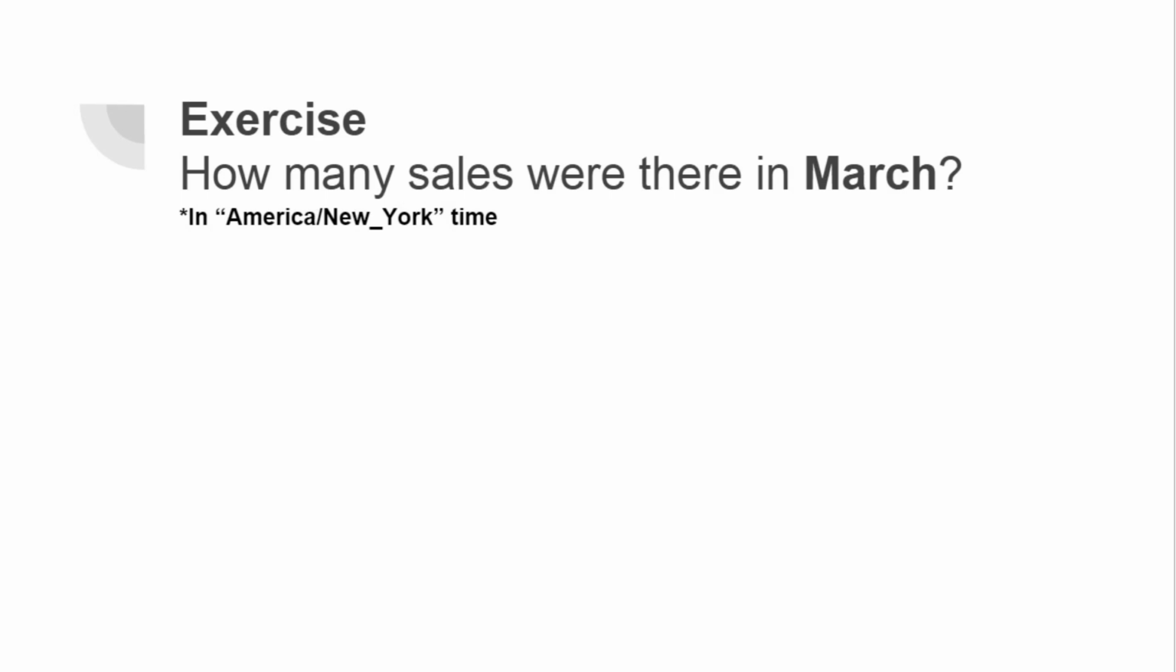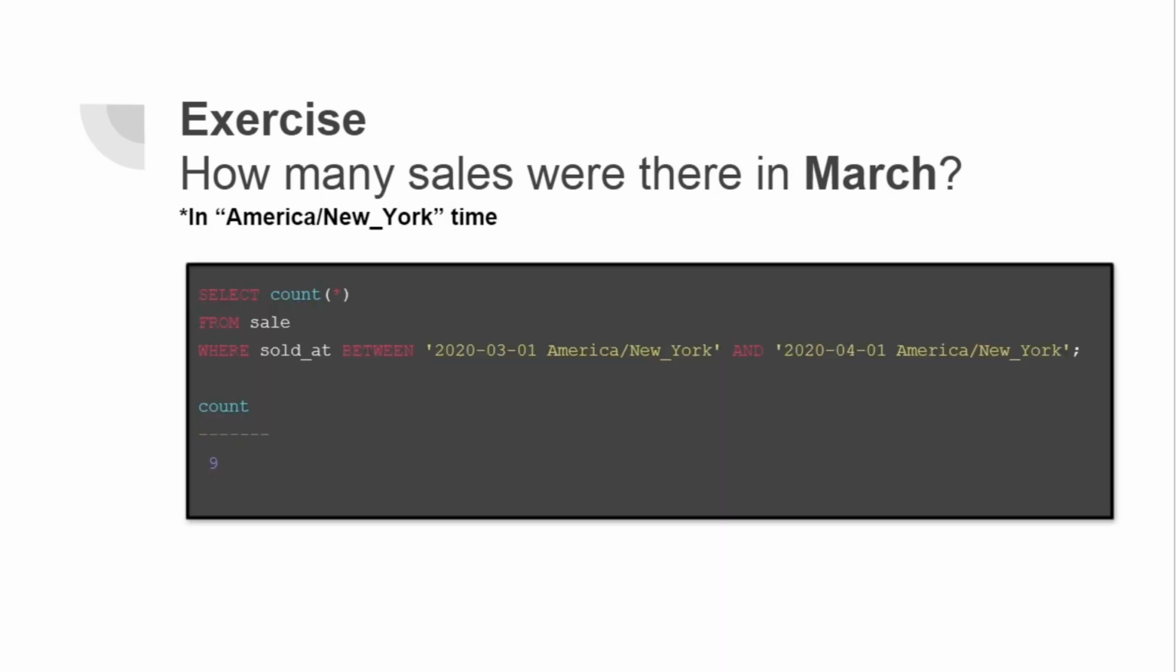Okay, so how many sales were there in March? You might have written something like this: count from sale where the date is between the 1st of March and the 1st of April. You're now aware of the fact that you need to explicitly set the time zone, so you were responsible enough to set the time zone for each of the dates here. And you got that in March there were 9 sales.